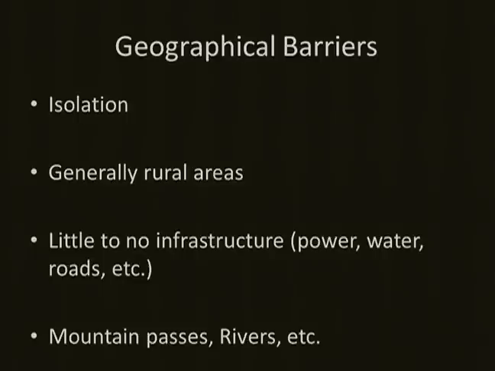Typically, people that live in these areas live in isolation. It might be a very small village. Generally, these are rural areas. And typically, it's very difficult for a government to build infrastructure. Probably no power, no access to water or running water, impassable with roads, et cetera, et cetera.